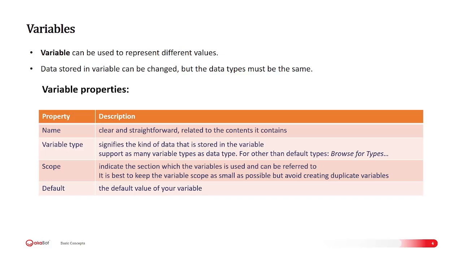A scope determines where the variable can be accessed. Keeping the scope small ensures better clarity and avoids conflicts. Last one is default value. It will specify the starting value of the variable.